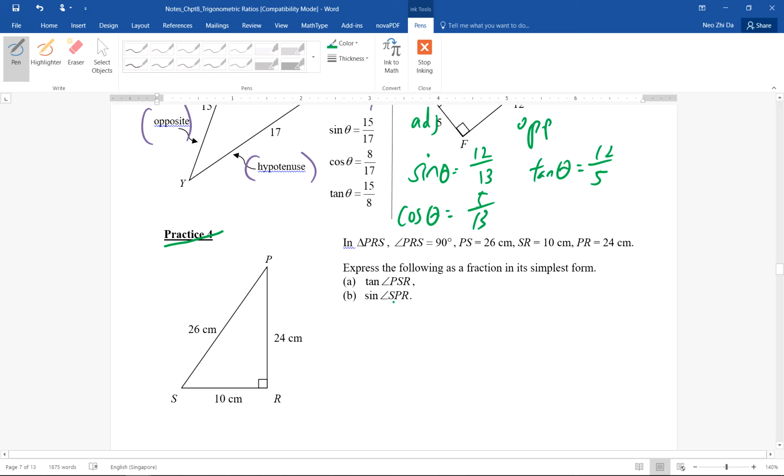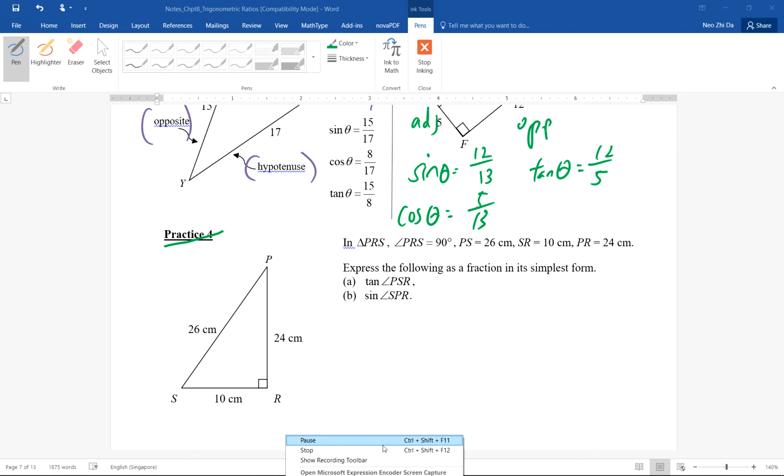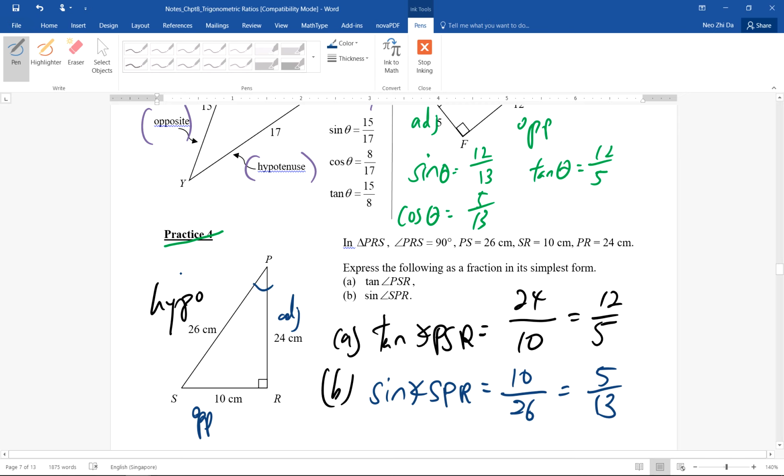And you realize that A and B, the angles are different. So when you want to write the opposite and the adjacent, I suggest you write in pencil, because later on, in question B, you need to change again. Start now. And this is the answer for practice 4.